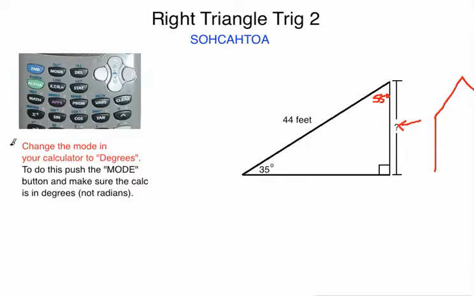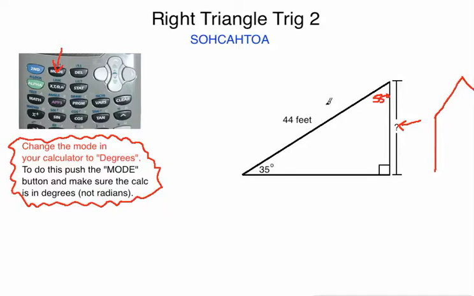In order to do this, first of all, you need to make sure that your calculator is in the correct mode. So to do that, you're going to push your mode button and then check to make sure it is not in radians, but rather it is in degrees. Radians you'll learn about in the next video, or in a couple videos perhaps.